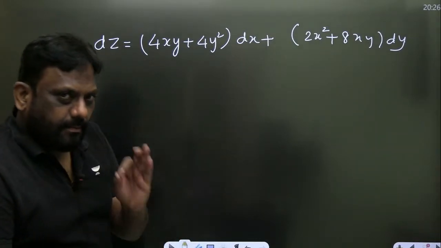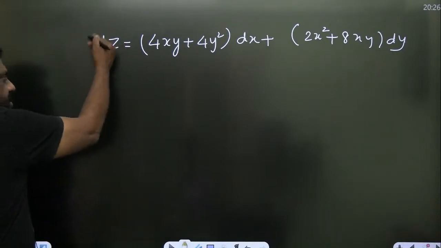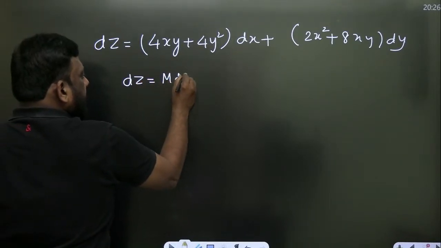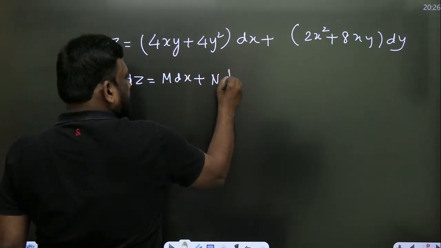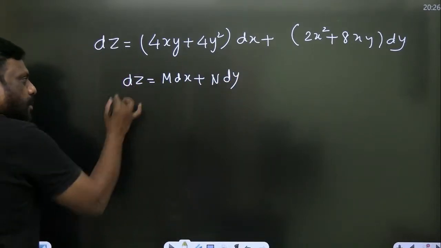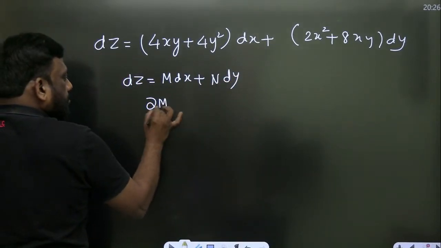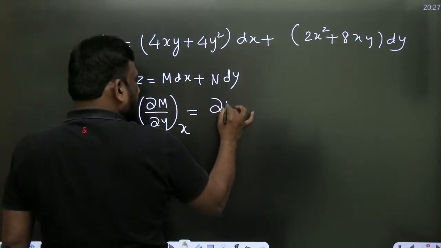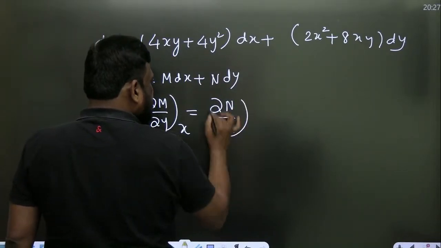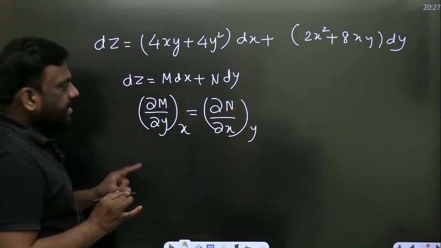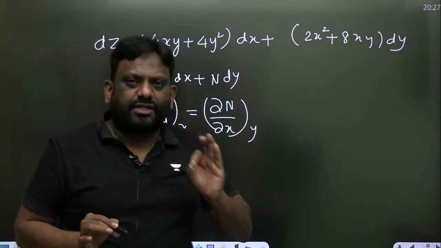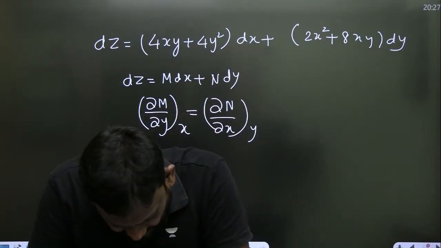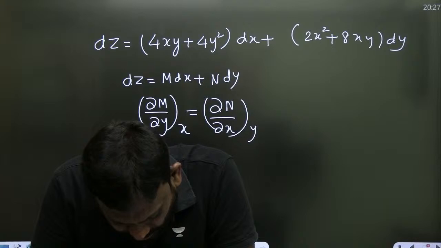कैसे करेंगे सर? मैं बोला था if z is a property, if dz is equal to M dx plus N dy. बहुत carefully देखो. If z is a property, what is the condition? Dou M by dou y at constant x should be equal to dou N by dou x at constant y. See, please observe this equation. Exact differential होने के लिए, मतलब प्रॉपर्टी होने के लिए, दिस इज द कंडीशन.